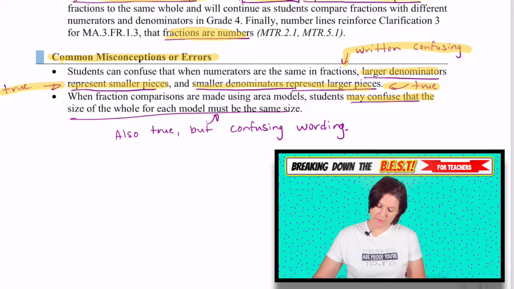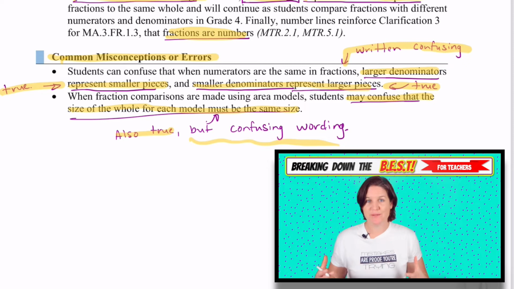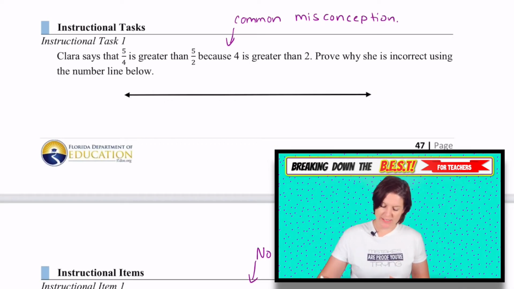It said students may confuse that the size of a whole for each model must be the same size. Again, this is a true statement, but they use confusing wording there. The size of each whole must be the same size. That's very important. Next, we have some instructional tasks.